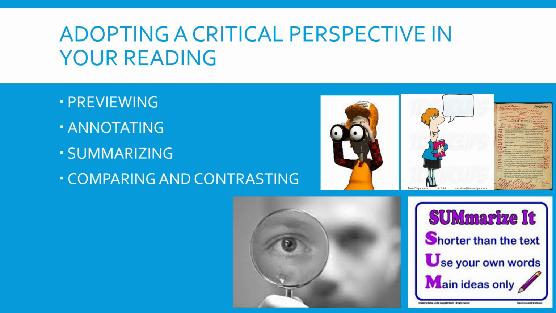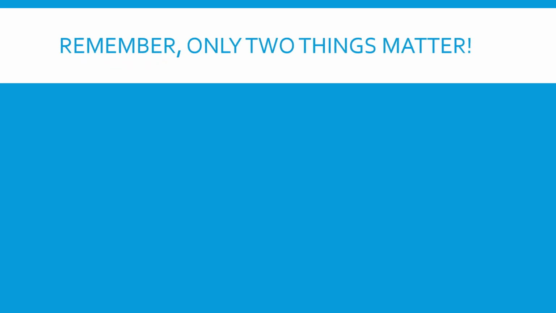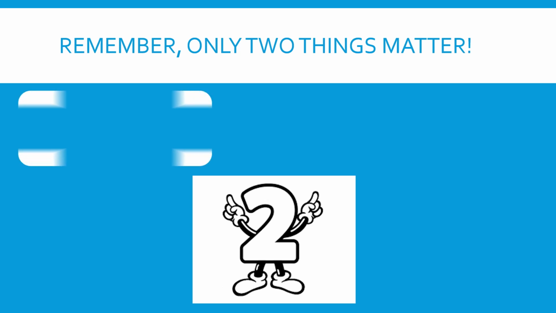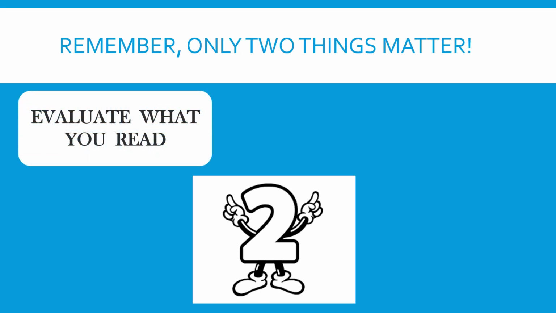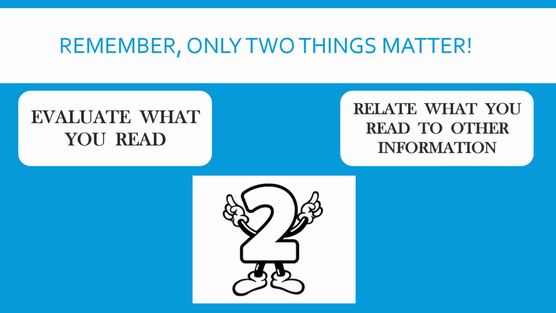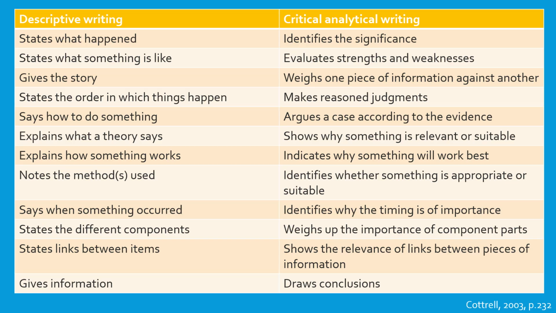Now, for most, I have noticed that it only stops with annotating, and sometimes even a little bit of summarizing. But what is usually missing is the comparing and the contrasting. And that is what differentiates a simple reading and summarizing from a critical review of literature. Remember, only two things matter. Evaluate, I repeat, evaluate what you have read and relate what you read to the other information. By doing those things, okay, by focusing on those two things, you can hopefully come up with a more critical literature review.